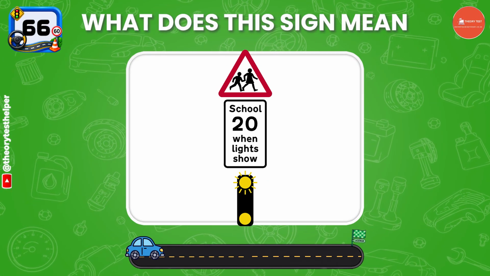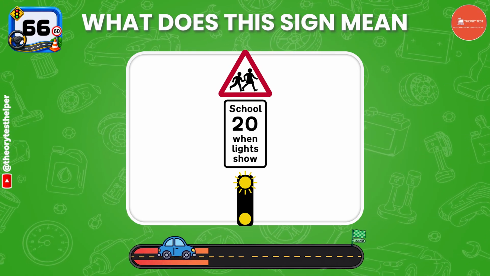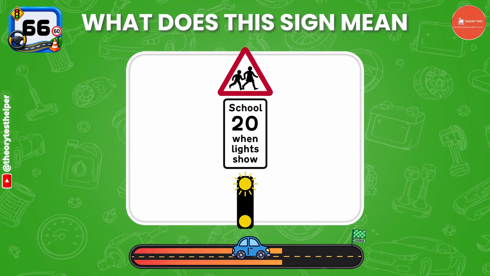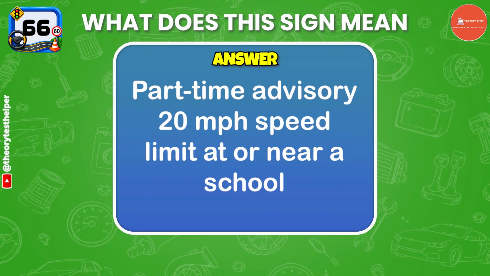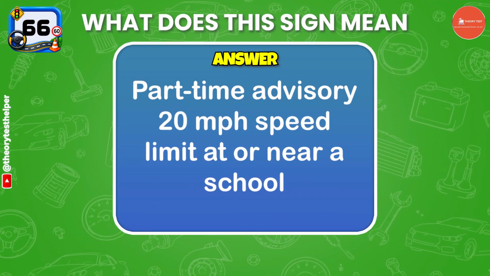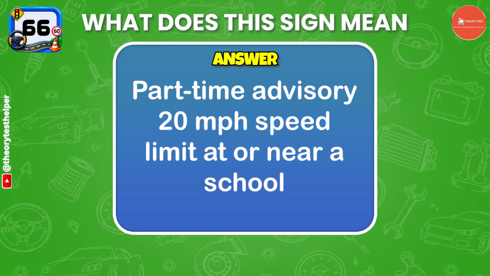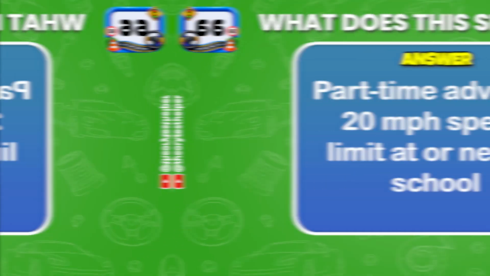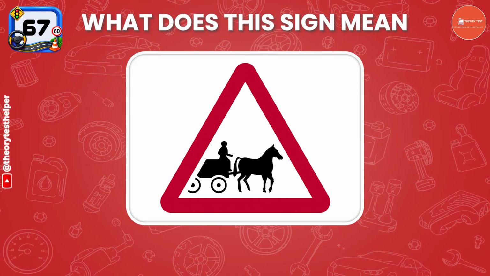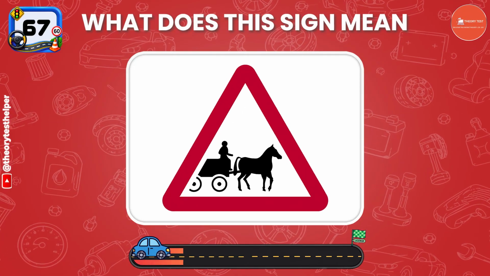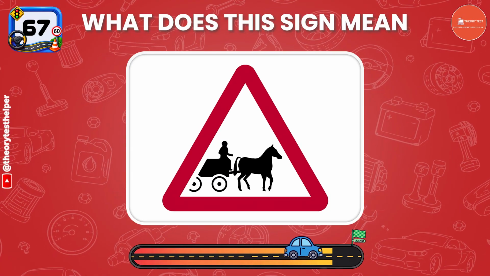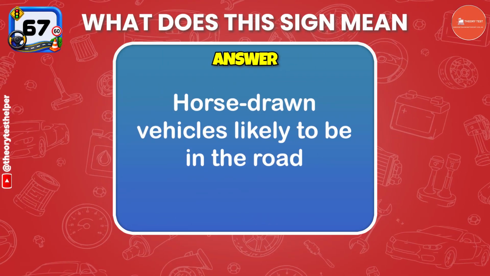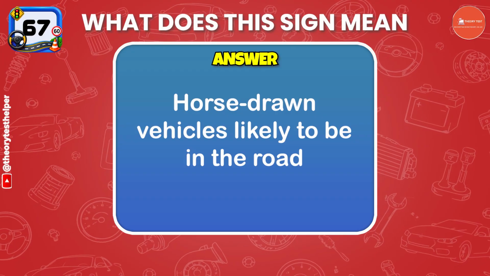What is the speed limit in this zone? Part-time advisory 20 miles per hour speed limit at or near a school. What slow-moving traffic might you encounter? Horse-drawn vehicles likely to be in the road.